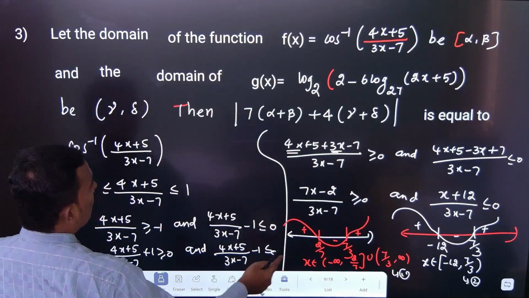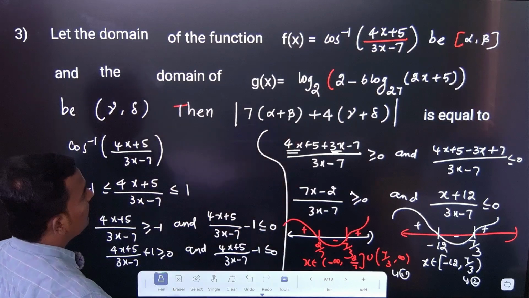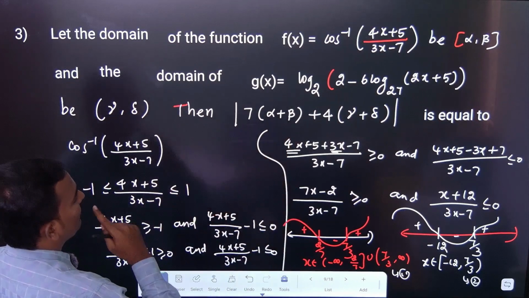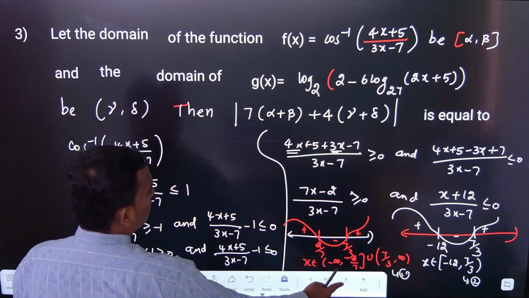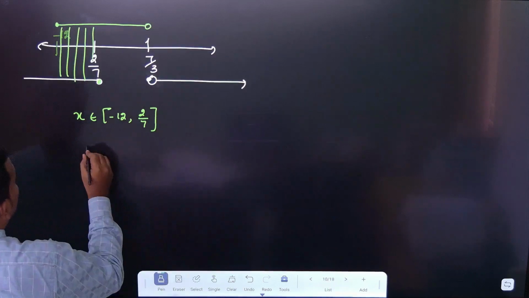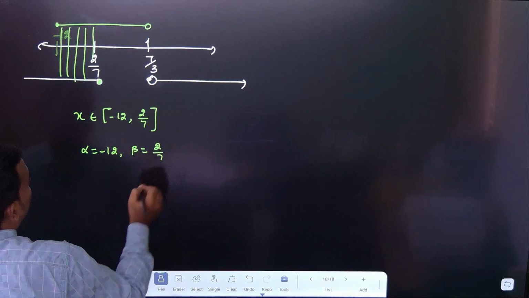And then that is in the form of alpha, beta. Alpha we can find out, beta we can find out. Next you can take the other function, g of x. What is alpha here? Minus 12. What is beta? 2 by 7.